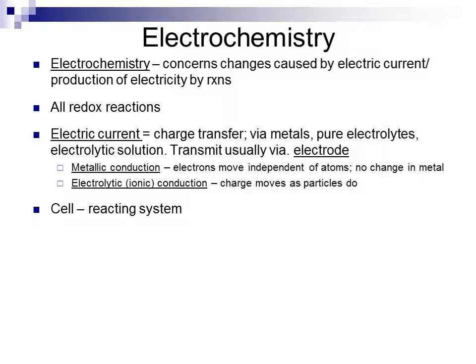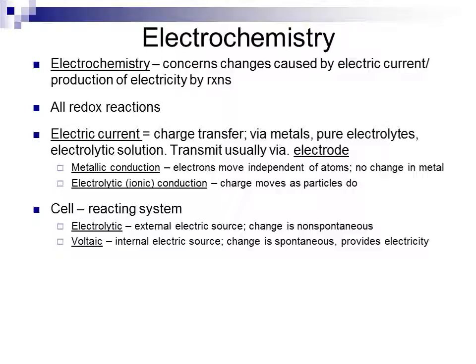In an electrochemical process, the reacting system is referred to as a cell. An electrolytic cell is a cell in which the electrical source is external. It comes from some other outside source like a battery. And an electrolytic process is going to be a non-spontaneous process. So the input of electricity from an outside source forces the non-spontaneous process to occur.